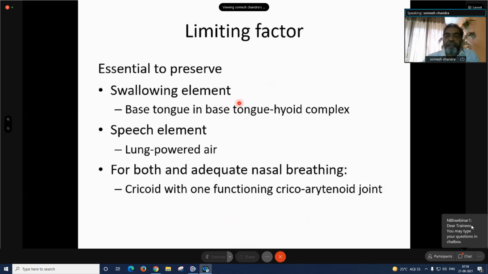You need to preserve the tongue base. You can resect a part limited to one side, but it severely disturbs swallowing. The hyoid can be resected in some cases, but it is very unusual for the hyoid bone to be involved, and most of the time it can be preserved. If you can preserve this, you preserve swallowing. If you can preserve the sphincteric action and provide lung-powered air, you can preserve speech, and this is the rostrum on which the entire larynx rests. So preservation of the entire cricoid and at least one arytenoid is the fundamental of a voice-preserving laryngectomy.